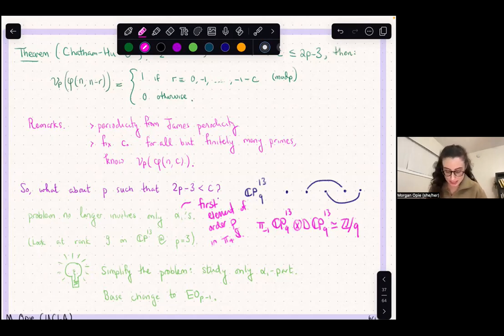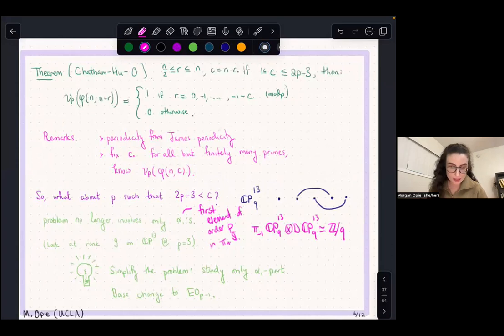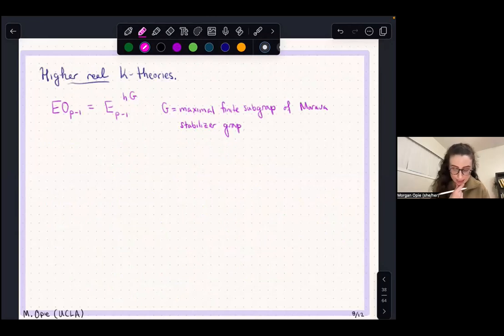And the way that we're going to do this is that we're going to base change to the higher real K-theory EO_{p-1} at the prime p, which is a nice thing that we understand quite well, the height p minus 1 theory at least, which detects alpha 1 but has a relatively small Hurewicz image. So for example, we aren't going to be able to see this sort of alpha 2 problem here. I won't say very much about higher real K-theories. They're constructed from taking fixed points of Morava E-theory with respect to a maximal finite subgroup of the Morava stabilizer group.